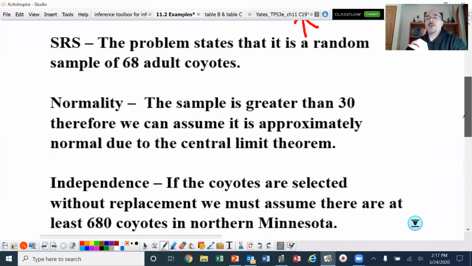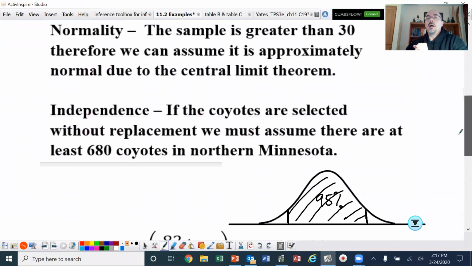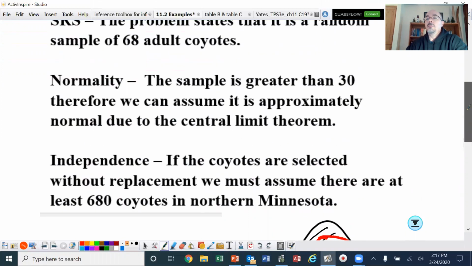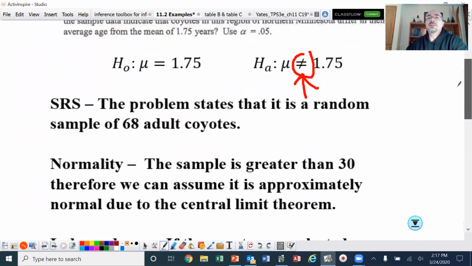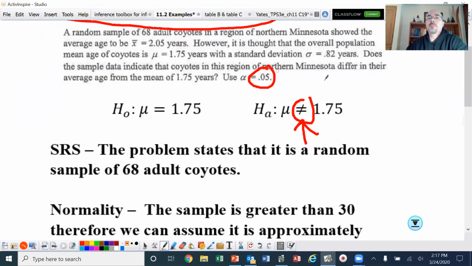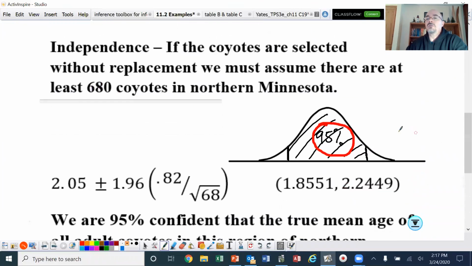Now, what would be my confidence interval? 95. Okay, why? Because, ladies and gentlemen, it's not equal to. That means, and it's alpha 0.05, that means that it's 0.025 in this tail, and it's 0.025 in that tail. So that's how we figured out it's a 95% confidence interval.